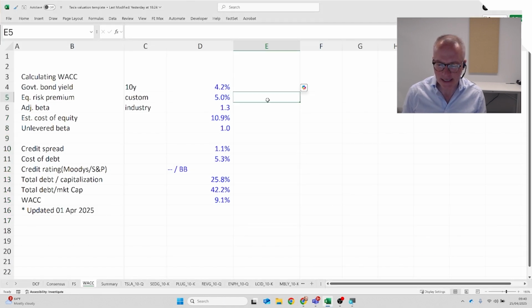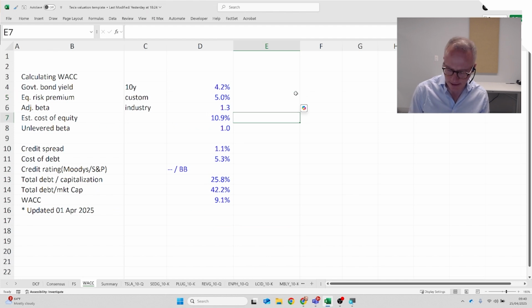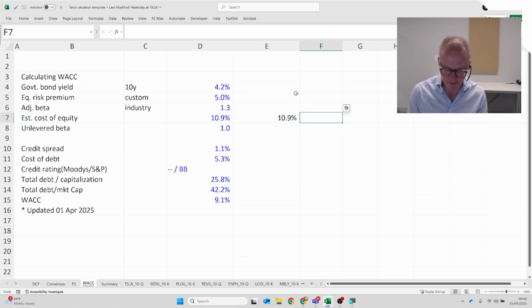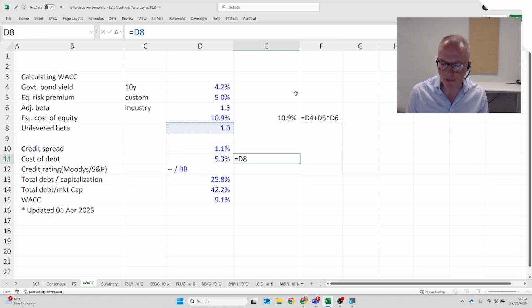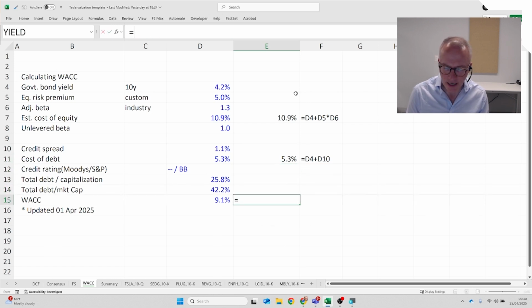So if I come back to my numbers, my cost of equity, and I'll show you the calculations, I'll take the base, the risk-free rate, which is the government bond, and I'm going to add the risk premium to that and then multiply it by the beta. And that gives me the cost of equity. Then for my cost of debt, I'm just going to take that benchmark 10-year government bond rate, which is the risk-free rate, and I'll add the credit spread for the credit rating of the company, and I get a cost of debt of 5.3%. And then for my WACC, I'm going to take my cost of debt and I'll times that by 1 minus the tax rate.